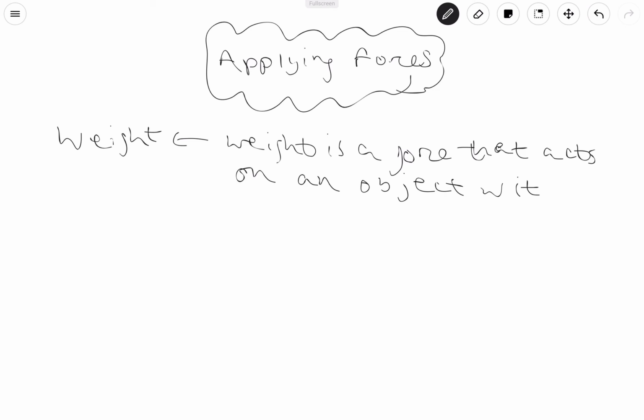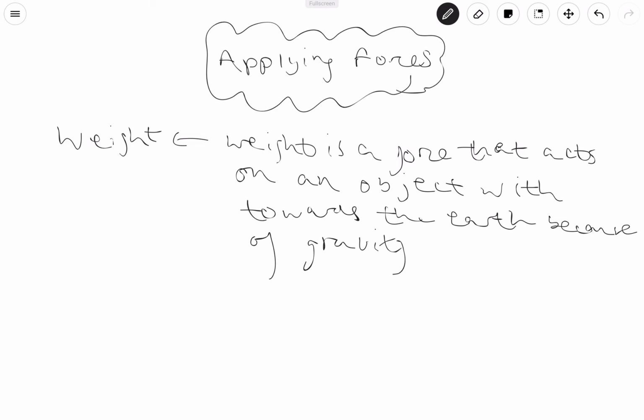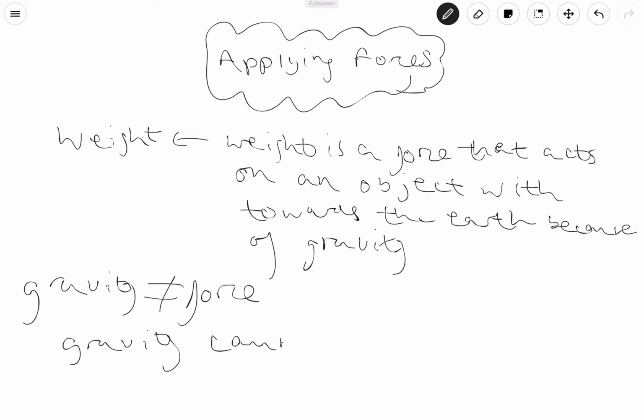with mass towards the earth because of gravity. Now, one thing you cannot do, because it will annoy all your physics teachers, including me: gravity is not the force. Gravity causes weight for an object with mass.